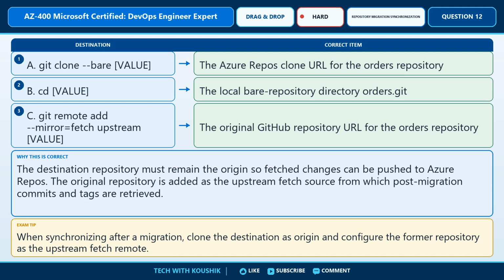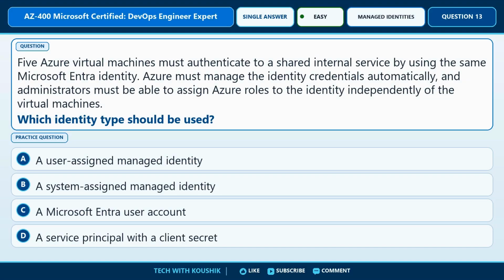Question number 13. Scenario: 5 Azure virtual machines must authenticate to a shared internal service by using the same Microsoft Entra identity. Azure must manage the identity credentials automatically, and administrators must be able to assign Azure roles to the identity independently of the virtual machines. Which identity type should be used?